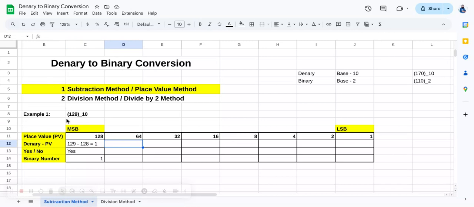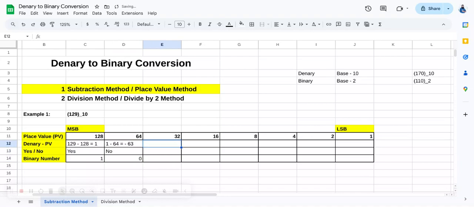So now we will not use 129, we are going to use this smaller number which is after the Denary minus PV calculation. So we will do here 1 minus 64, as usual we will minus the Denary number. Now here we are going to get the answer in negative, which is negative 63. So as I explained earlier, we are going to write here no, and we will write here 0.